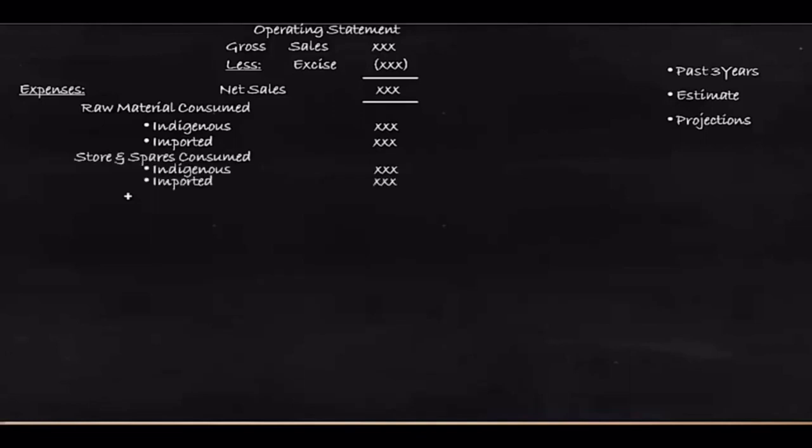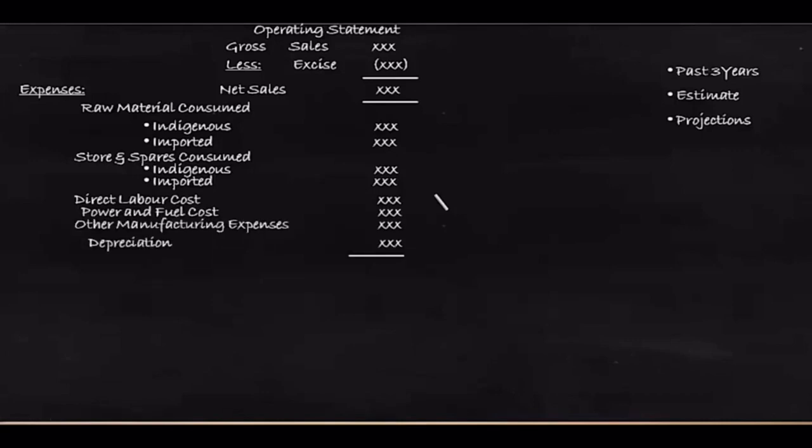imported. Then what is the expense incurred by the company on its laborers? So the direct labor cost should be shown here. Here the focus is on direct labor cost. We'll understand that in subsequent session. Then the power and fuel cost should be shown. After this, we have to show the other manufacturing expenses and depreciation.